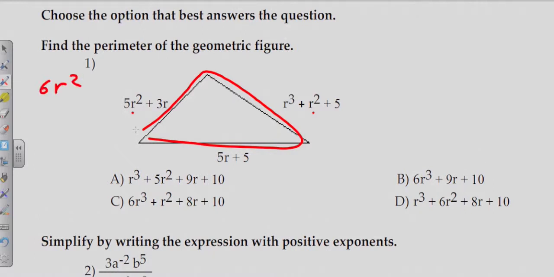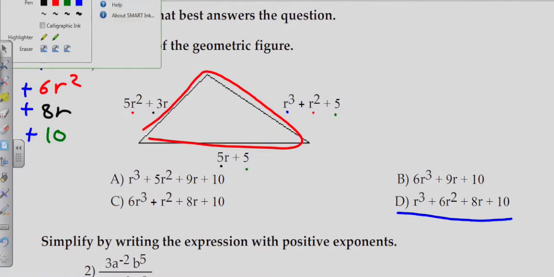And you get this r, means the r together should be added, which will give you 8r. And also the numbers should be added together, which is this 5 and this 5, right? So you get how much? 10, right? Anything left? R cube. Yes, we have r cube here alone, so it will be r cube here on the top. That's it. So this is all added together. So this will be the perimeter, okay? Which is answer number D. Okay? So that's about the first question.